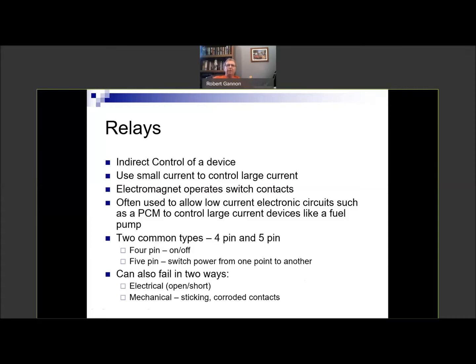So it's kind of like a remote control switch. It's a switch that's operated by an electromagnet. So all we have to operate is the electromagnet, and then that switch will send the current where it needs to go.